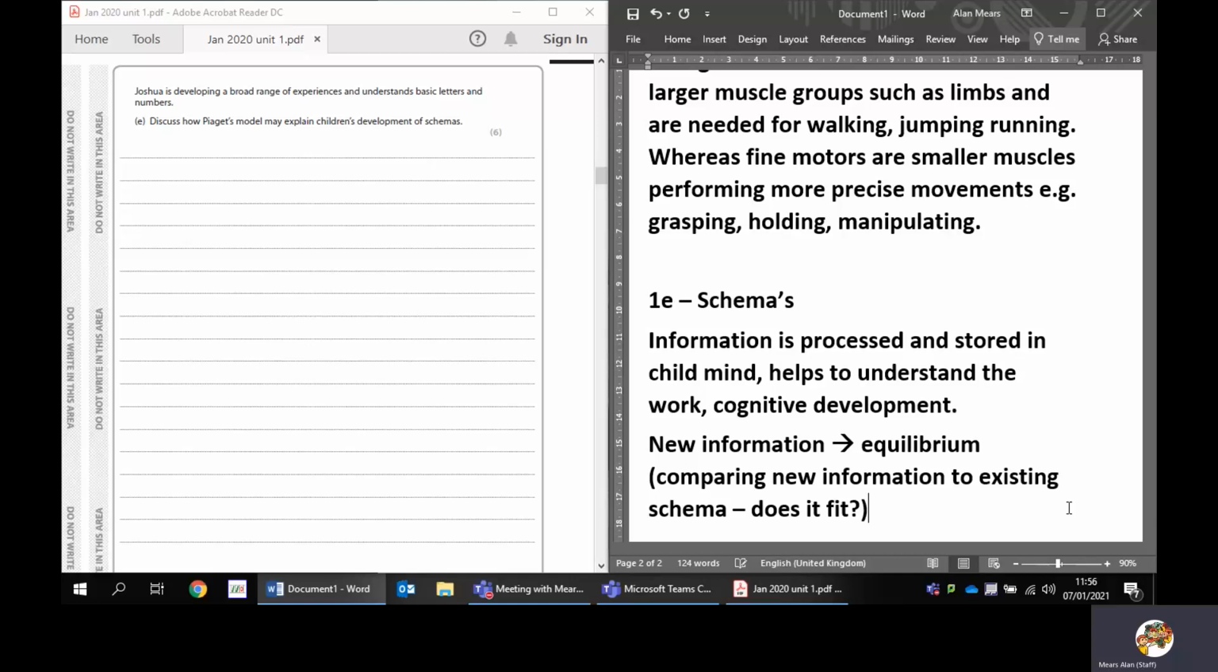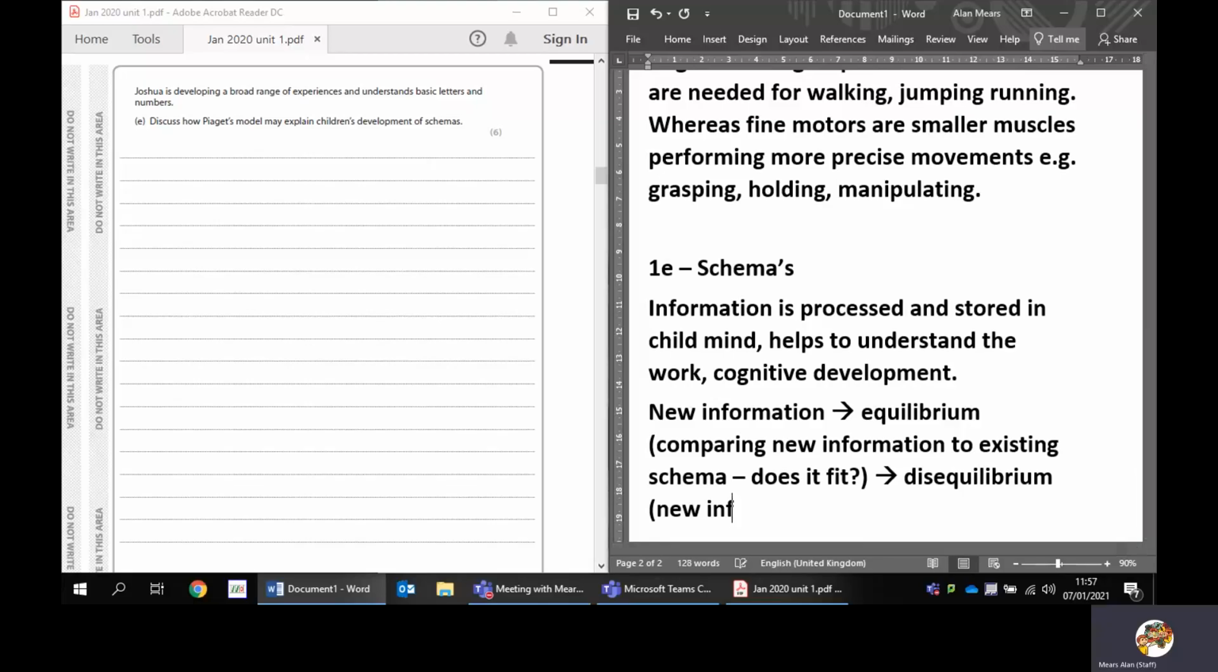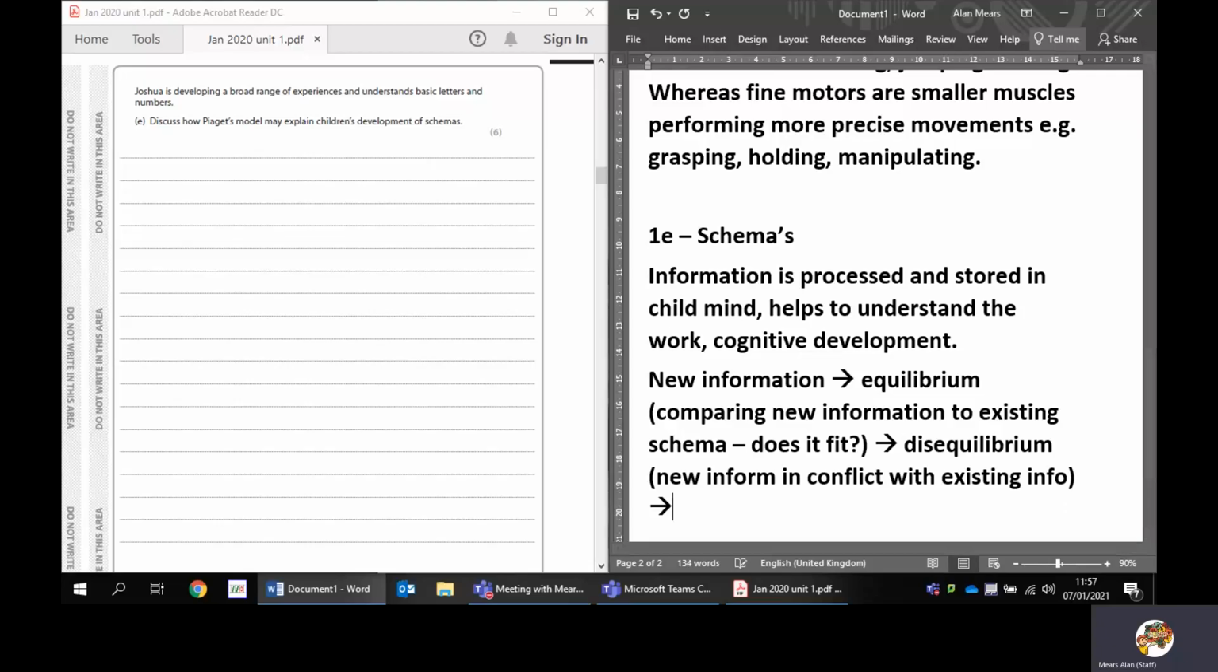So it might be like, if we're looking at a new car, a child sees a red car. That's new information. Equilibrium is that that child has only seen blue cars. Their dad has a blue car. They've only seen a blue car. So a red car doesn't fit with their existing knowledge set. So this is where we see disequilibrium. Let's spell it. So new information in conflict with existing info. So that's the disequilibrium stage.